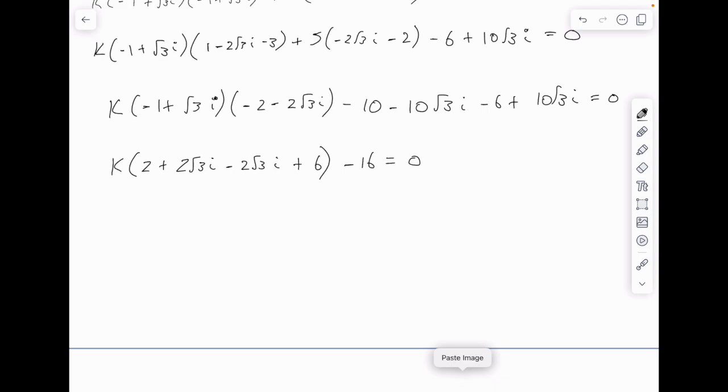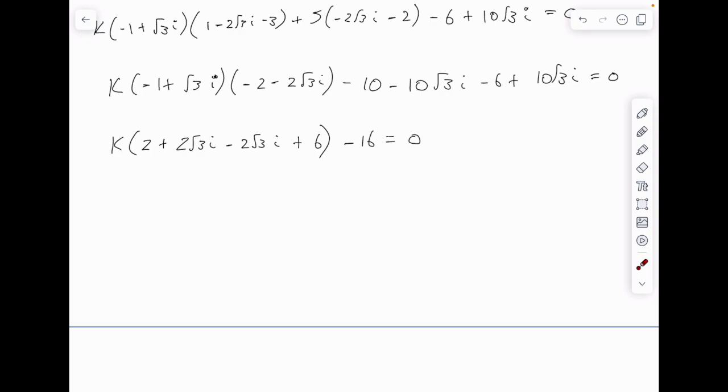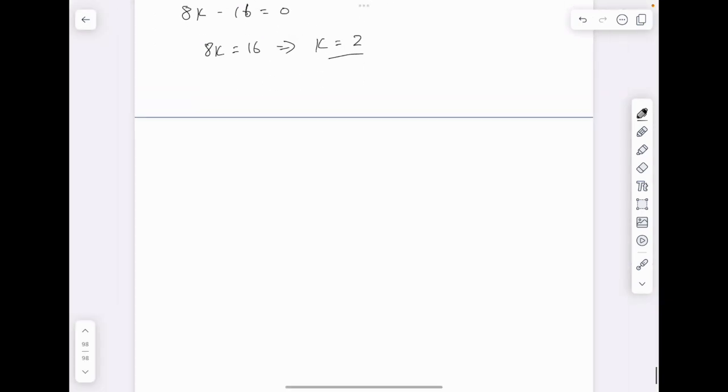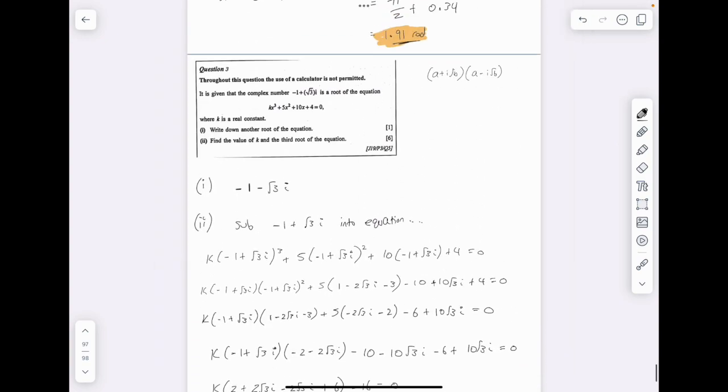Alright. Okay, cool. So from here now, let's see what we can do. These are going to cancel. Essentially what we get here is 8k minus 16 equals 0. 8k equals 16, which means that k is going to equal 2. Perfect. So now we've got k is equal to 2. We can now expand this further.